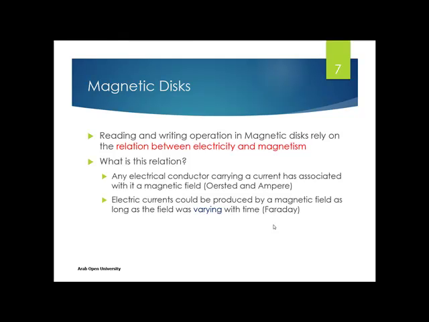Let's have a look at this relation based on the experiments that have been done previously. The first experimental result, found by Oersted and Ampere, is that any electrical conductor carrying a current has associated with it a magnetic field. So this is how electricity produces magnetism. And from the other side, Faraday's law says that electric currents can be produced by a magnetic field as long as the field is varying with time. So a varying magnetic field will produce electric current.